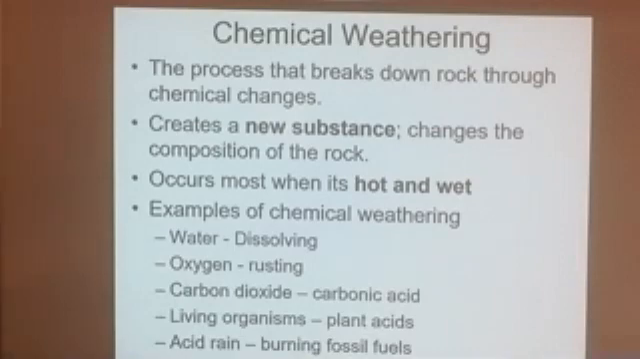We have the process of oxidation, where we get rust as a product. We'll talk about carbon dioxide that forms carbonic acid, and that helps to dissolve rocks. Some plants can produce acids as well. And then we actually have acid rain, right? Where acidic rain falls down from the sky and will cause chemical weathering.